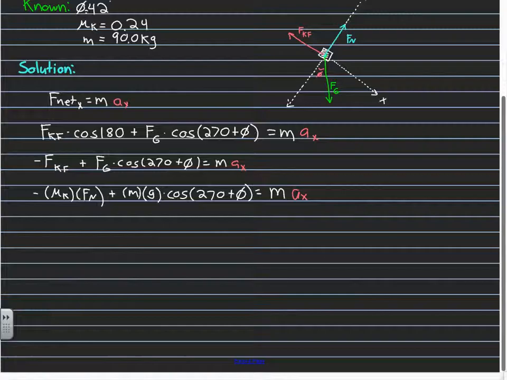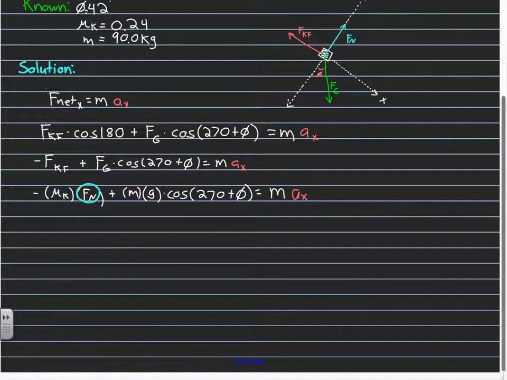Again, it looks like we can solve for it, but we don't know the normal force, right? We don't know this quantity. We know the coefficient, we know the mass, we know the gravity, we know the angle, we don't know the normal force. So what we need to do is solve for the normal force. And the way you do that is by finding a sum of forces in the y direction.